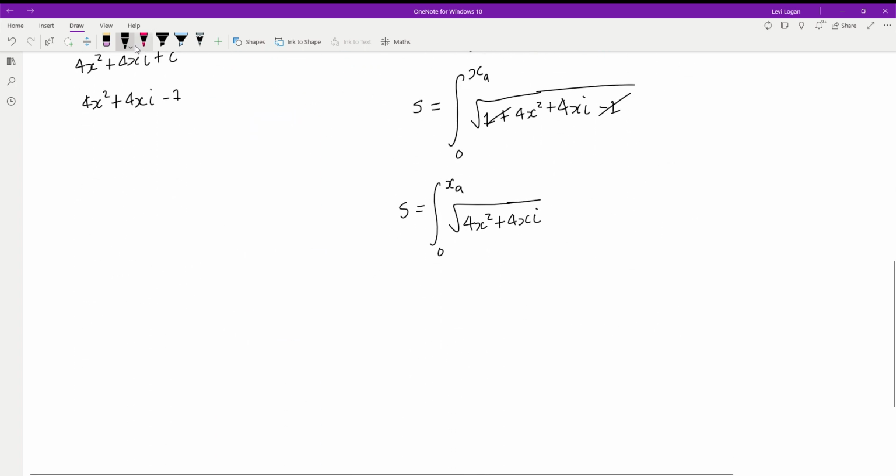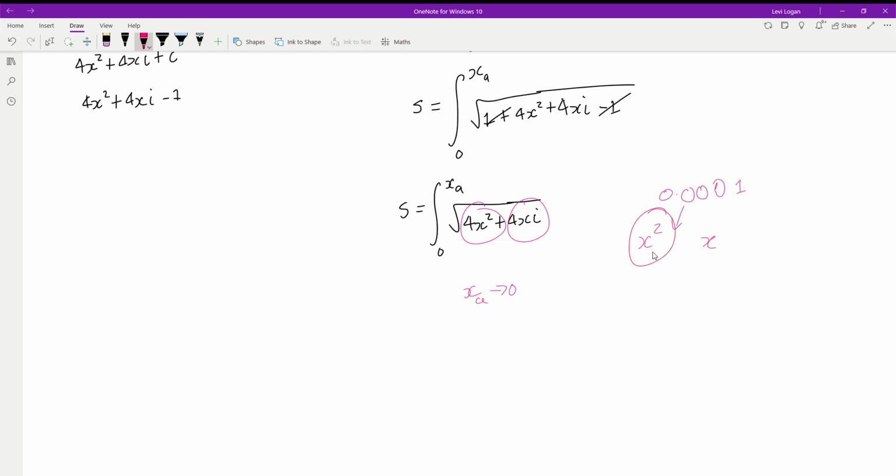Now, if we take a look at these functions in here, we can approximate this integral. We can make it simpler. Of these functions here, as x_a goes to 0, which one of these is going to hit 0 first? Will it be x squared or just x? So if I put in 0.0001 into here, this one's going to give me a smaller number than this one. In other words, this function is going to approach 0 faster than this one.